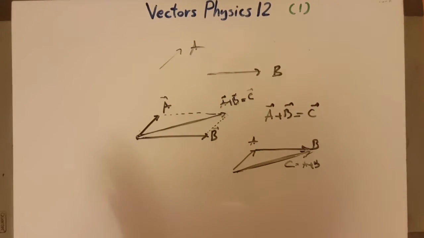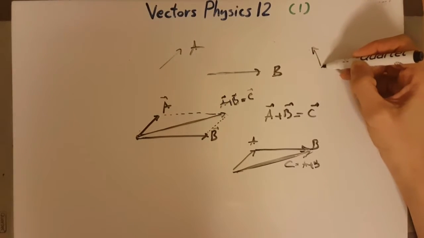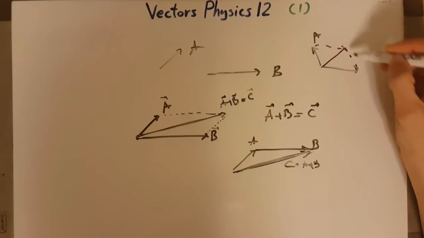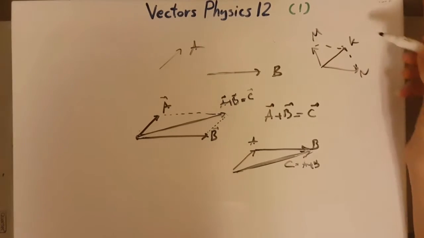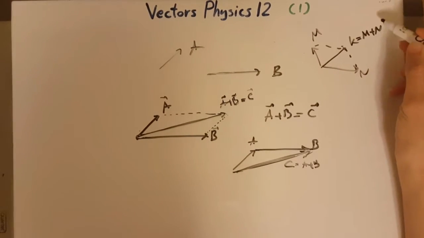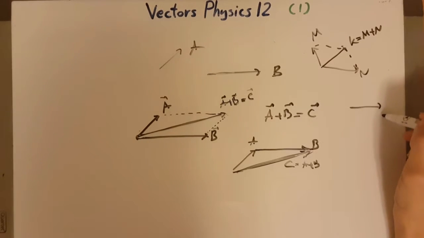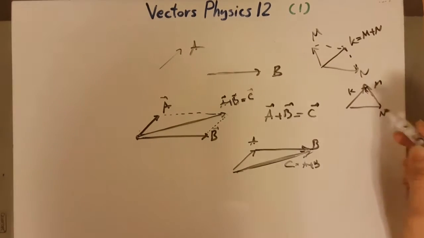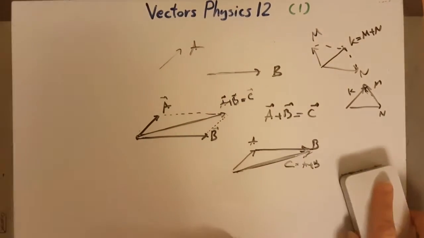Please make sure you draw several other kinds of things, I mean A and B's, or let's call them M and N, and let's call the addition K. Try to do things for yourself. Let's say this is N, this is M, and this would of course be K. So draw some different types for yourself and practice both of these methods.